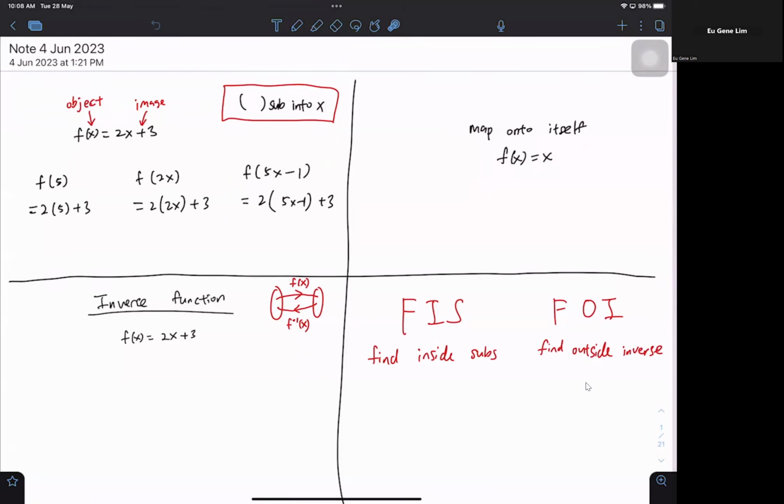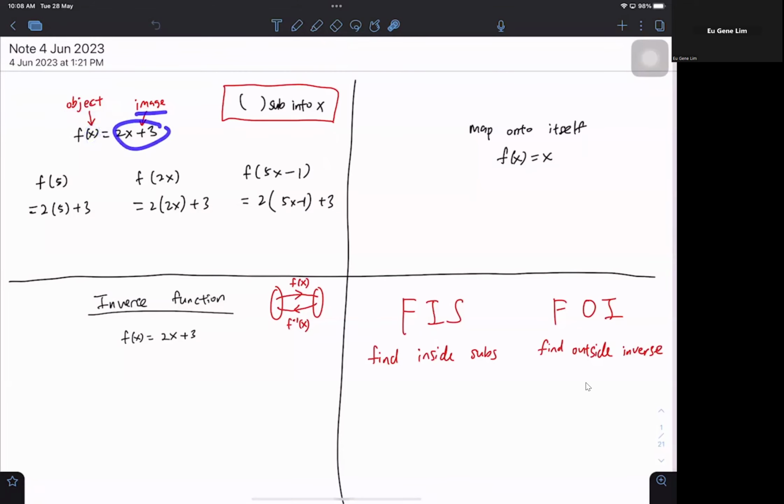Now first of all, let's say this is a function: f(x) = 2x + 3. You must know this x is called the object, and this equation is called the image. That's the name. So this x is the object, and this equation is the image.